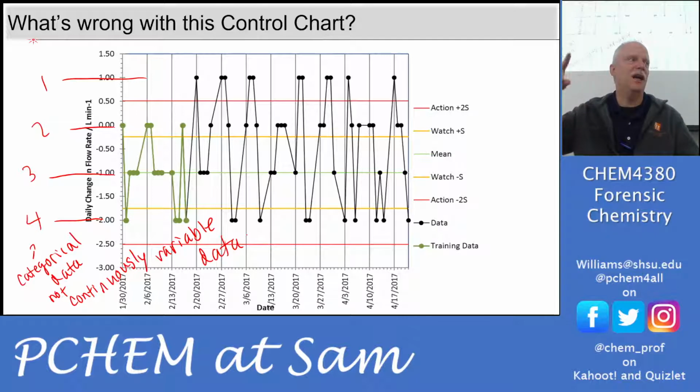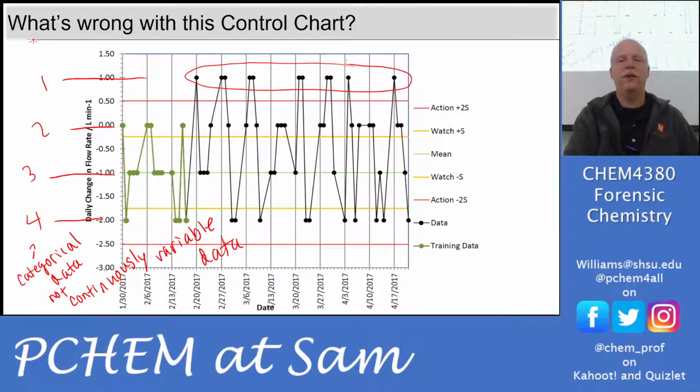In theory, it's continuously variable, but it doesn't behave that way sometimes. Sometimes it produces categorical jumps. Okay. And that's what this data is doing. And the reason it is not good for process control is it's not statistical. It's not, right? These points are not out of control.